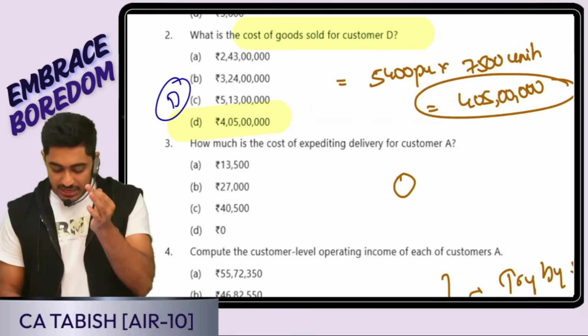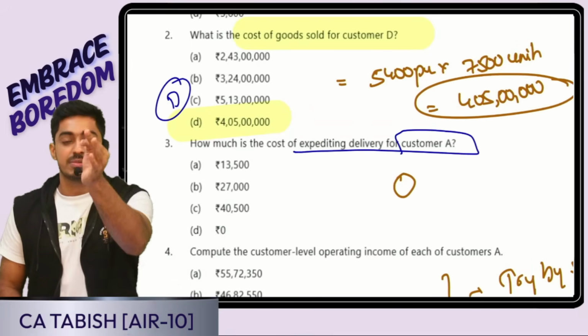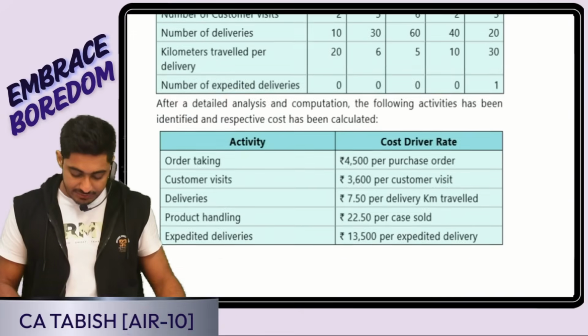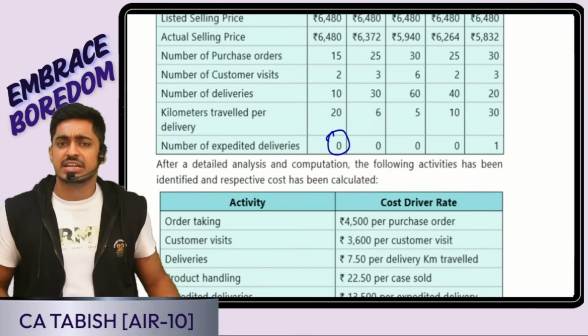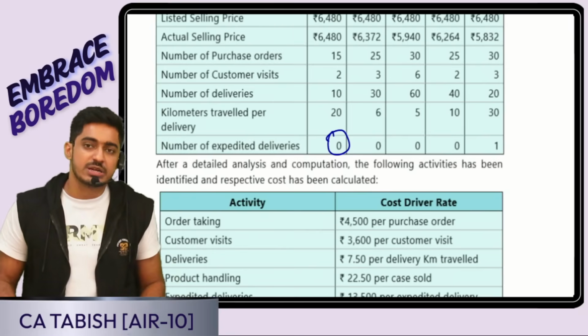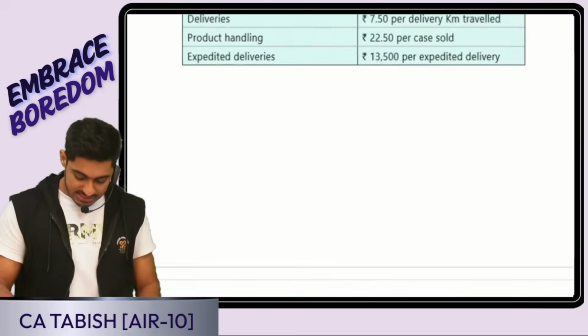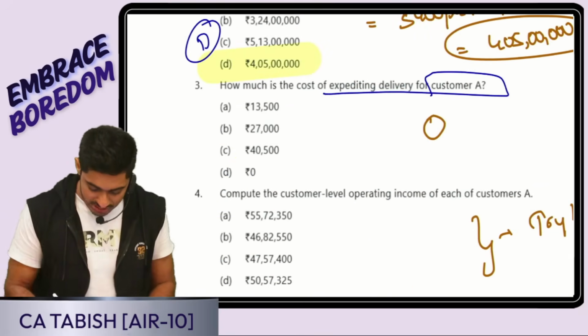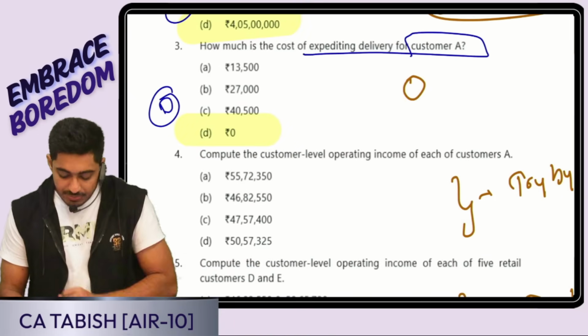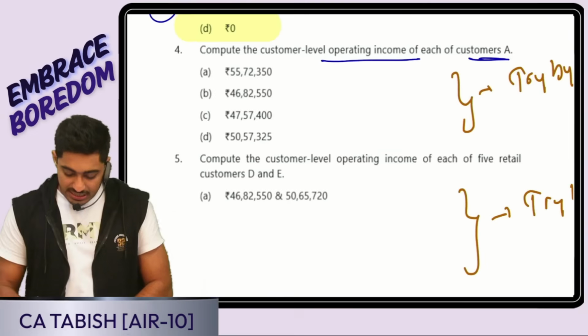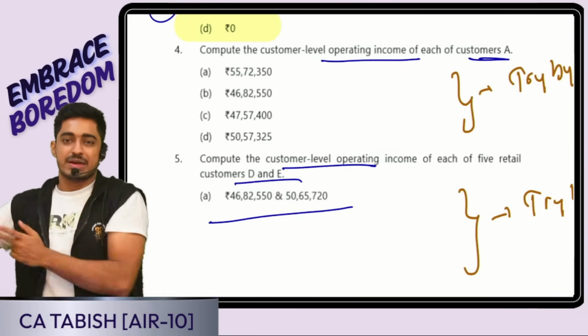Question number C. What is the cost of expediting delivery for customer A? Customer A, expedited delivery, rush delivery. Tell me whether for customer A we have done any expedited delivery. No, sir. That means what is the cost of expedited delivery? 0. Option number D. Now, compute the customer level operating income for customer A, D and E. That means we'll have to prepare the detailed schedule.